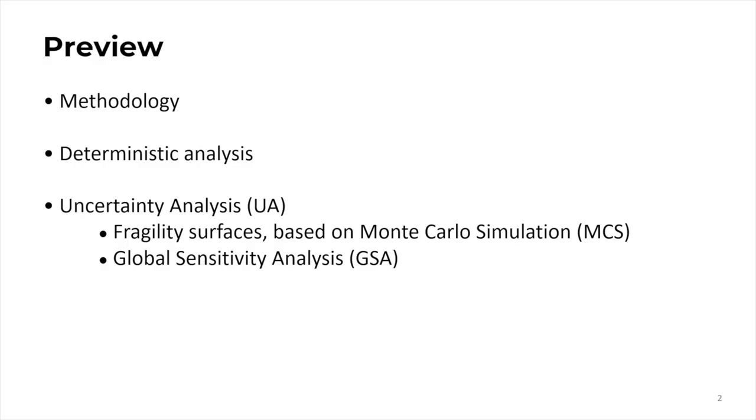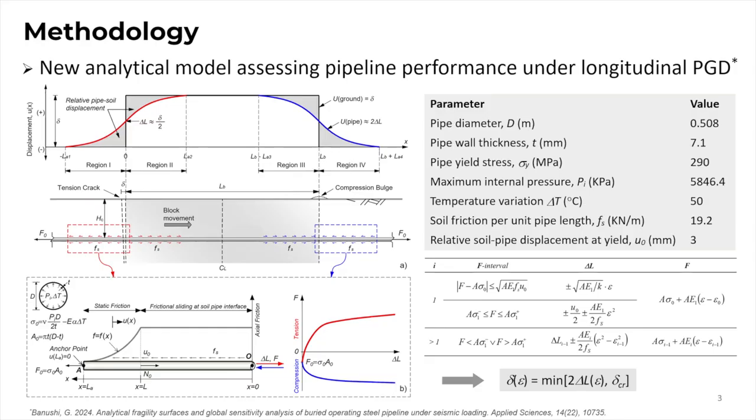The new analytical model allows us to evaluate the performance of buried pipelines under longitudinal permanent ground deformation, considering the asymmetric nonlinear stress-strain relationship for the pipe material in tension and compression under varying operational loads. The ground deformation is idealized as a rigid block movement defined by a downslope movement delta over block length LB that results in a tension crack of width delta at the upslope end and a compression ridge over a distance delta on the downslope end.